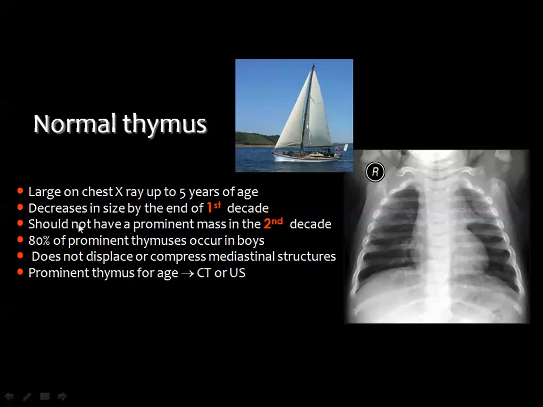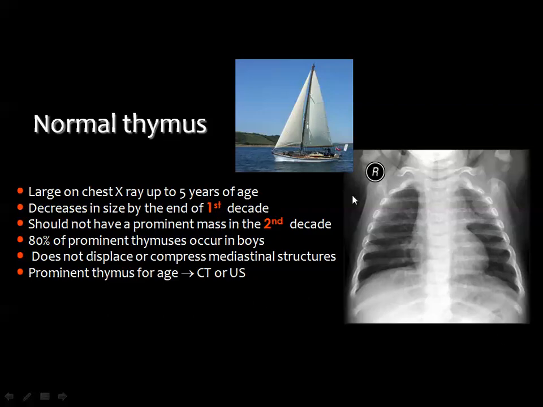Then it decreases in size by the age of the first decade, by the age of 10 years, and it should not be prominent in the second decade. And after the age of 10 years, the thymus should almost totally regress, except for some minimal prominence you can see. 80% of the prominent thymuses occur in boys, and the thymus can be easily appreciated on the plain X-ray.